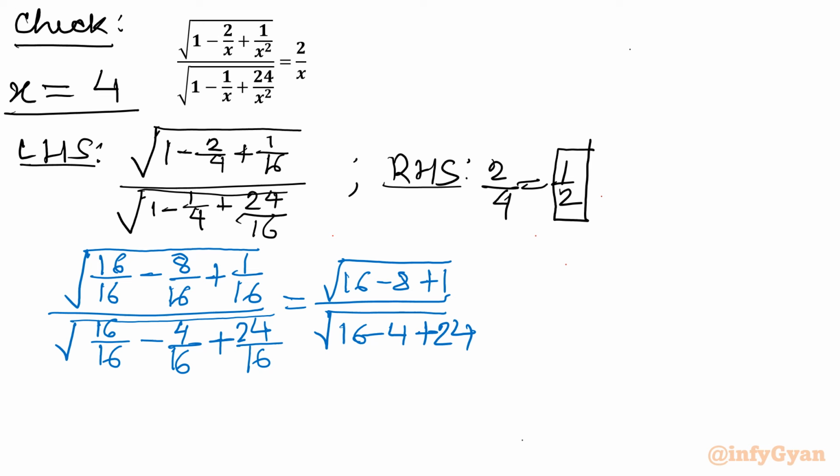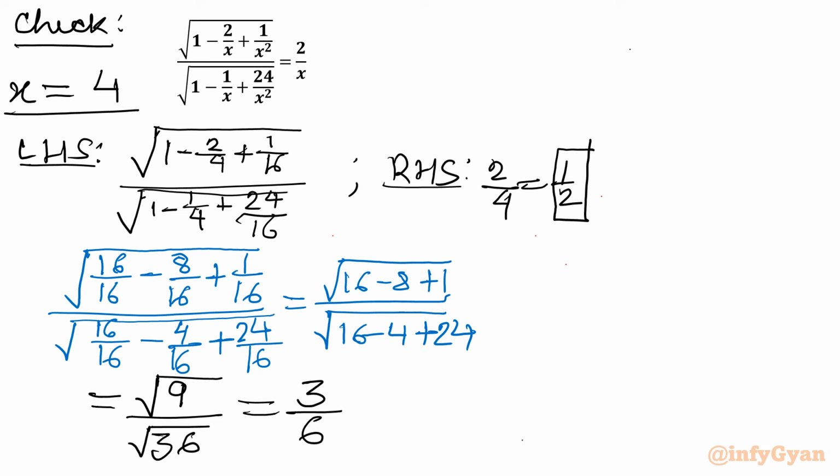Now I will write the summation of numerator. It is square root 16 minus 8 is 8, 8 plus 1 is 9, divided by square root 16 minus 4 is 12, 12 plus 24 is 36. Square root 9 is 3. Square root 36 is 6. So it is coming out to the RHS value, half. It is matching the same. So x is equal to 4 is our ultimate and final answer.